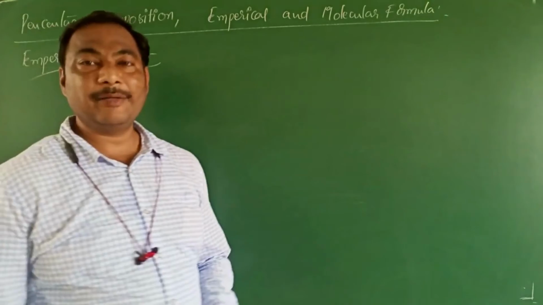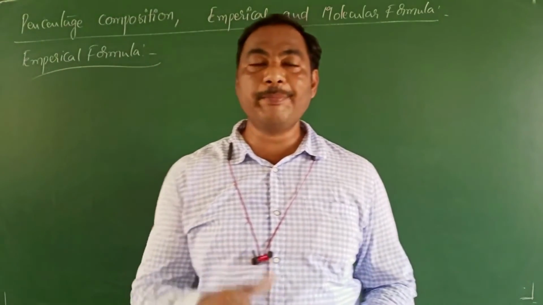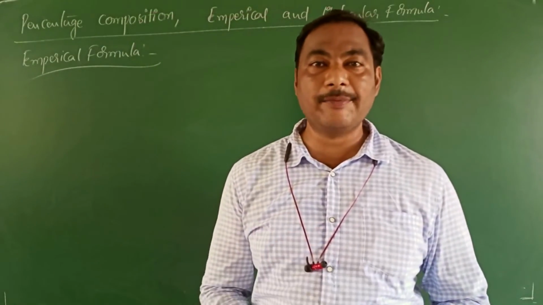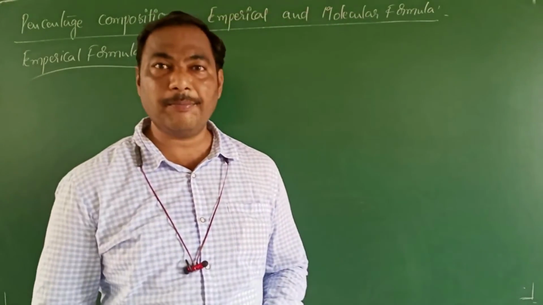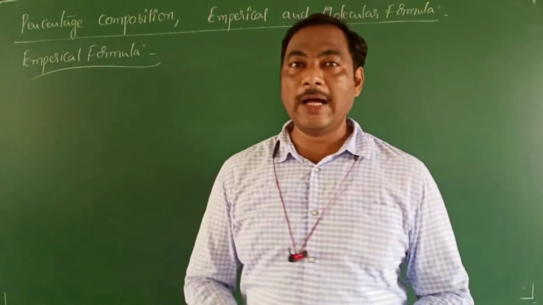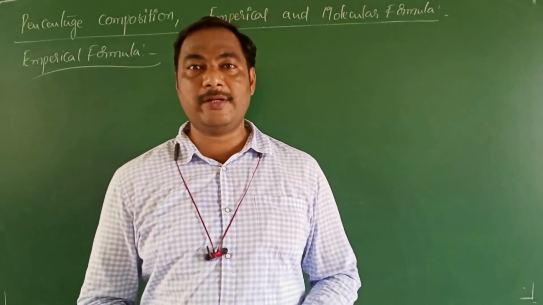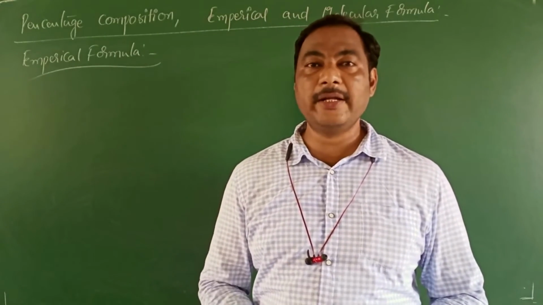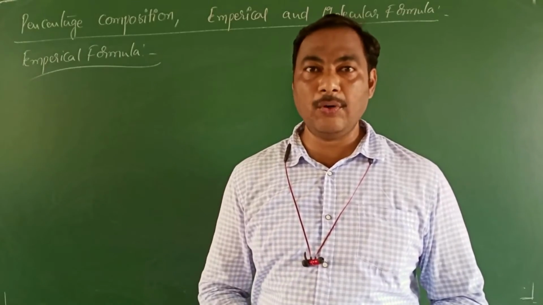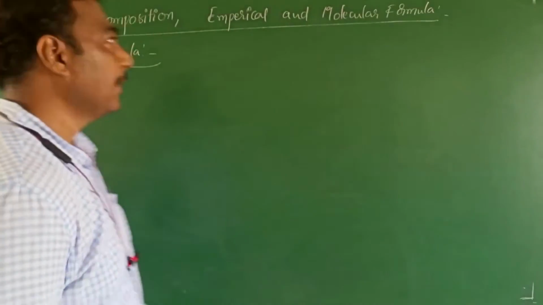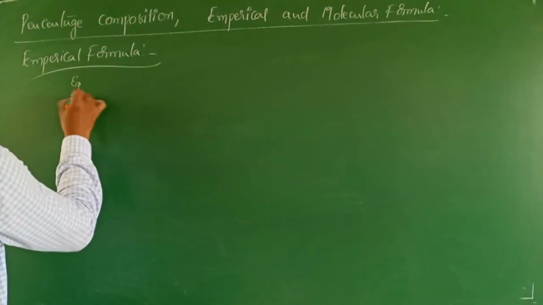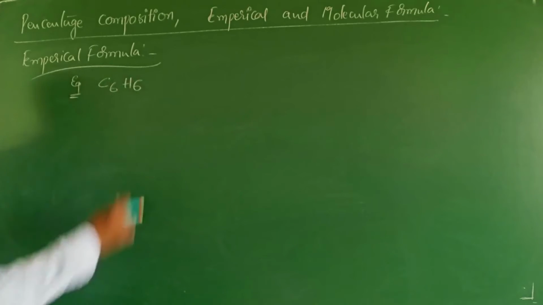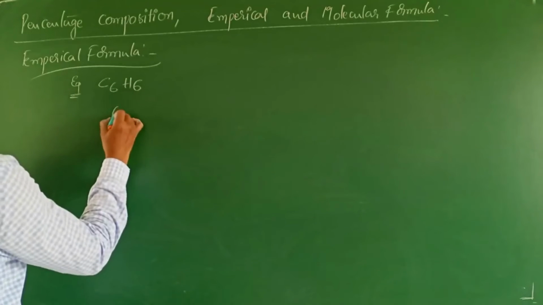Empirical formula is nothing but the simplest whole number ratio of atoms present in one molecule of the compound. You call it the empirical formula. For this, we'll take one simple example here. I'll take benzene, C6H6. What is the ratio of carbon and hydrogen present?